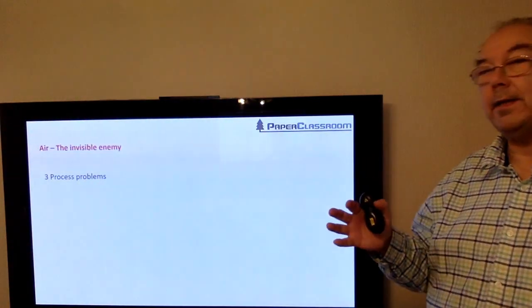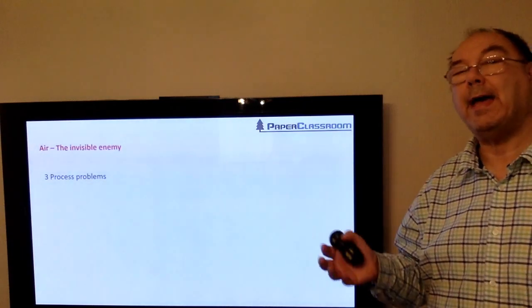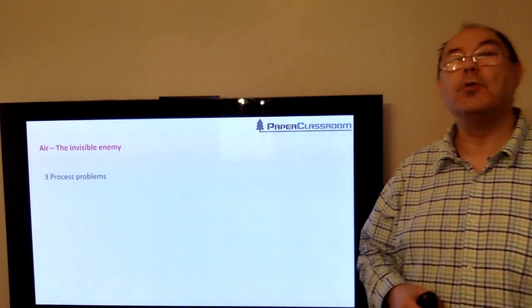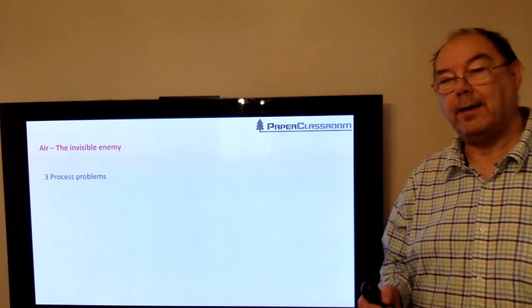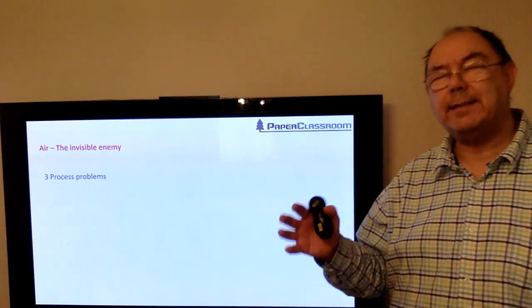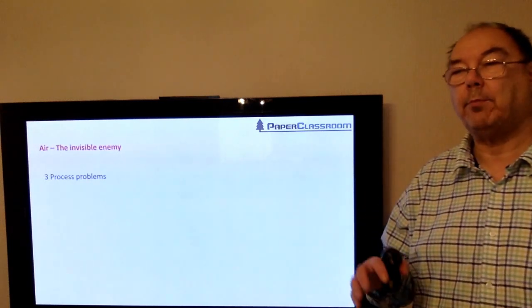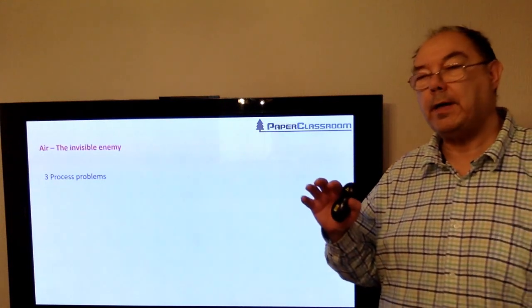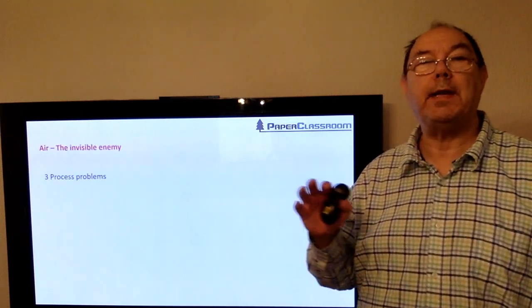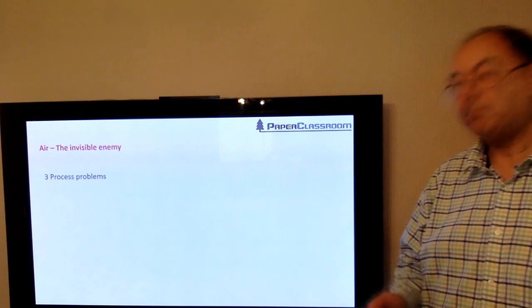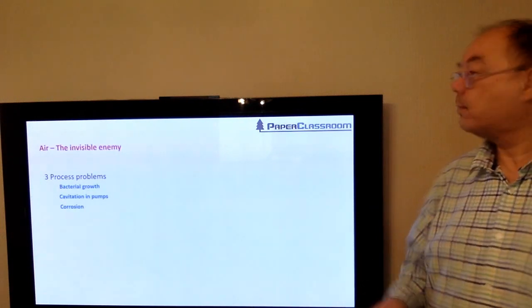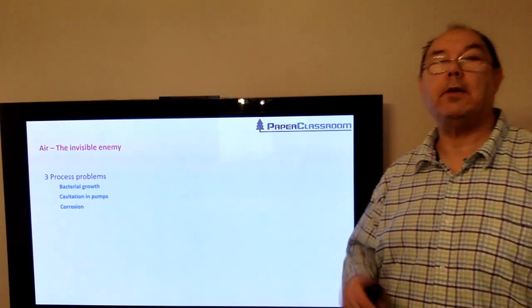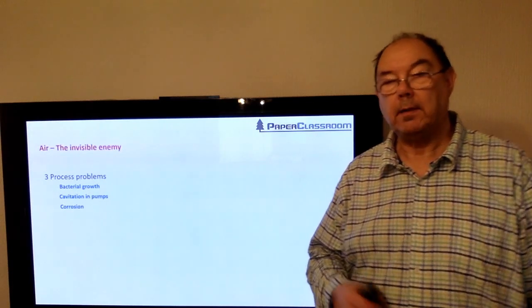We use the Deculator to remove air because air, I consider, to be the unseen enemy. Now with air, there are at least six different problems that you can get, and I've broken them down into 3 process problems and 3 paper making problems. So the process problems are: bacterial growth is number 1.